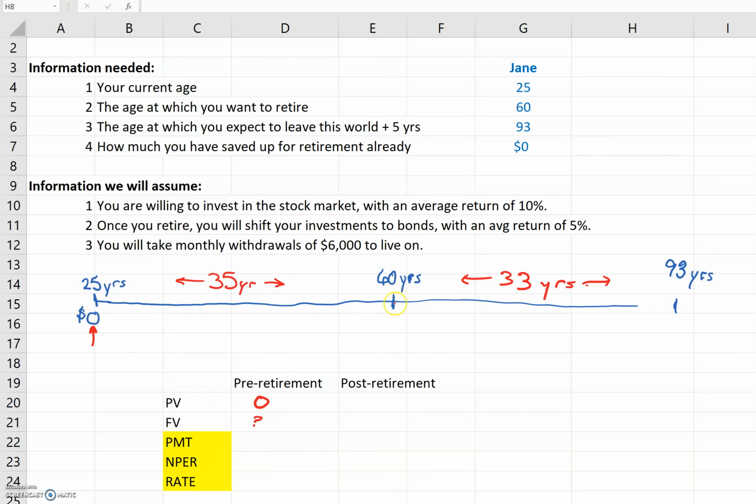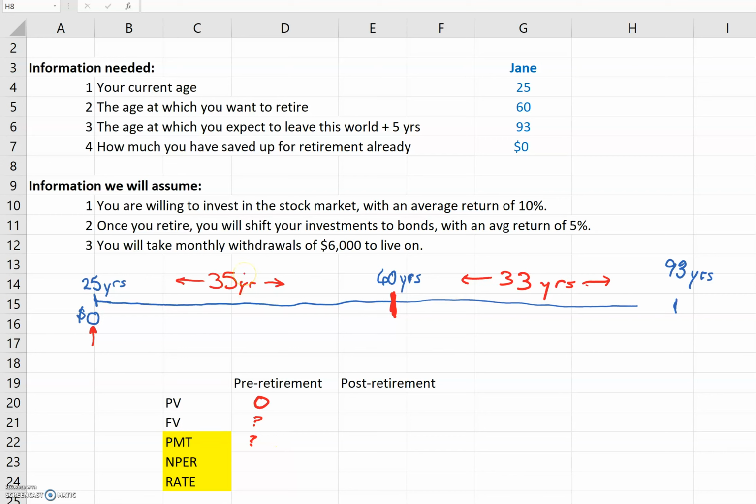For her future value, we don't know what that is. That's a big question mark, because the future value is how much she needs at age 60. The payment, we have another question mark. That's actually what we're trying to solve for. How much should she pay every month to make sure that the future value at age 60 is big enough to last her 33 years? So we have 2 question marks. Not good. You can't solve an equation with 2 question marks.